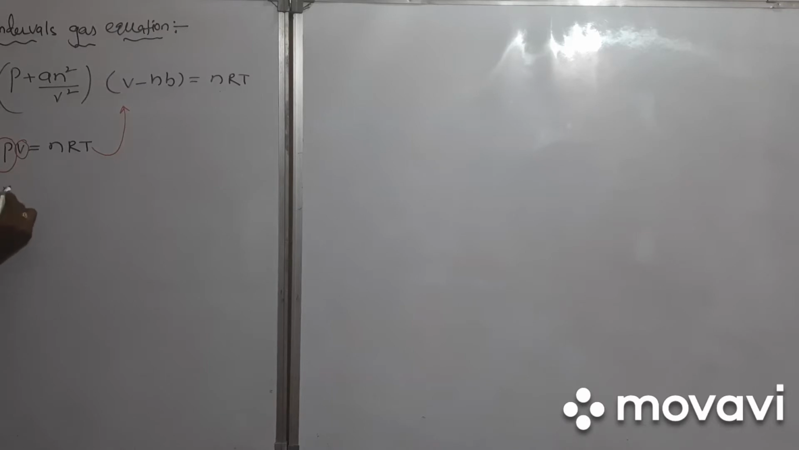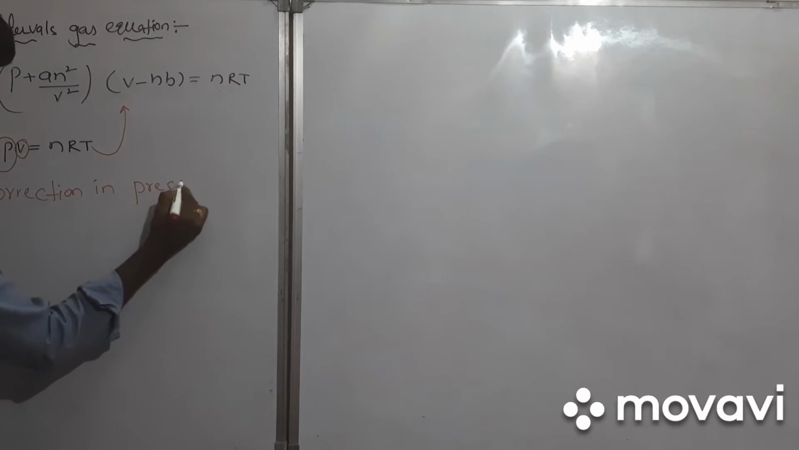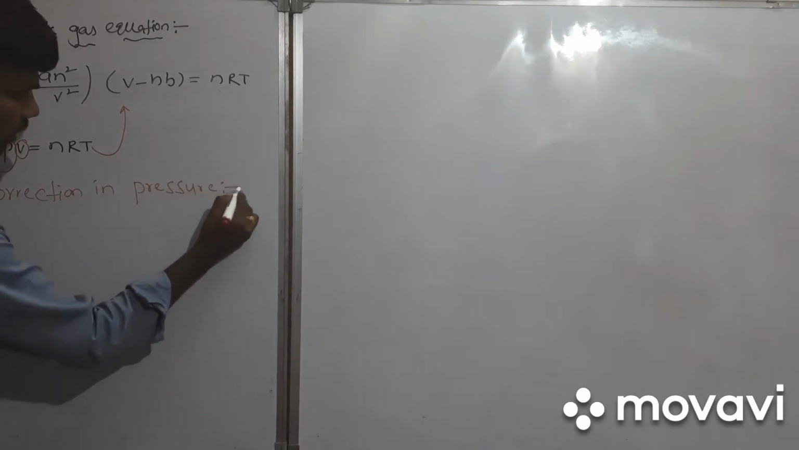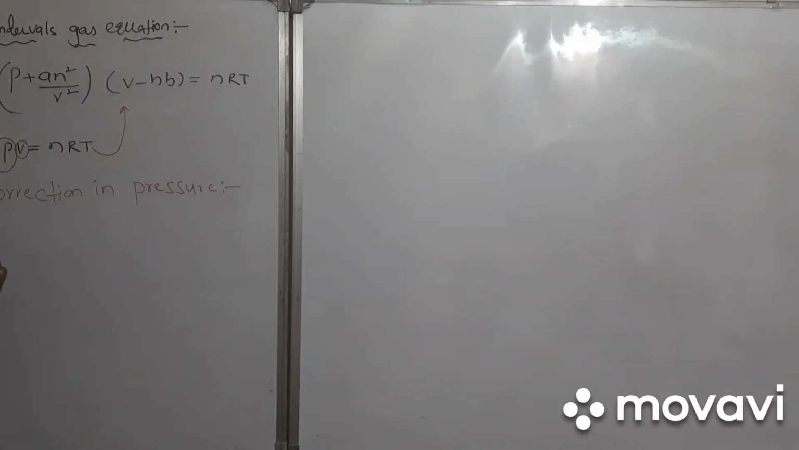Now I am going to explain the correction in pressure. So I am taking one container, right? In this container gas molecules are there. These all are the gas molecules, arranged like this. Here I am selecting this gas molecule as A and this gas molecule as B, right?